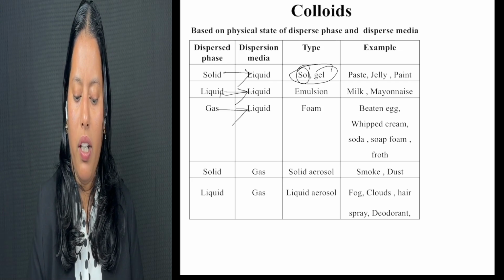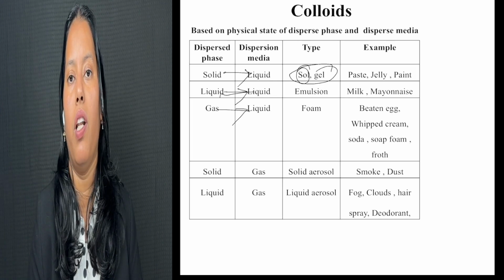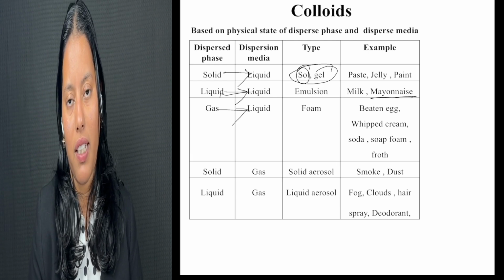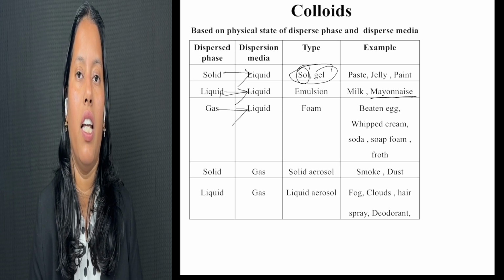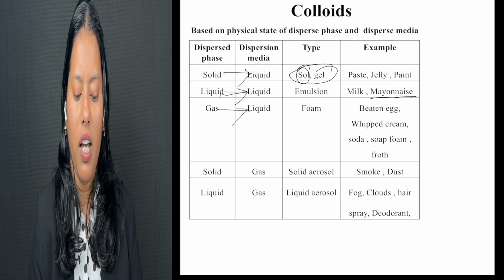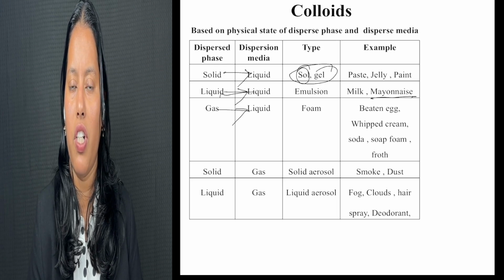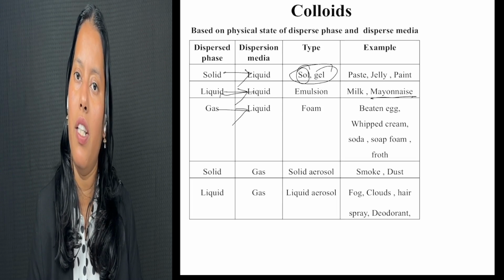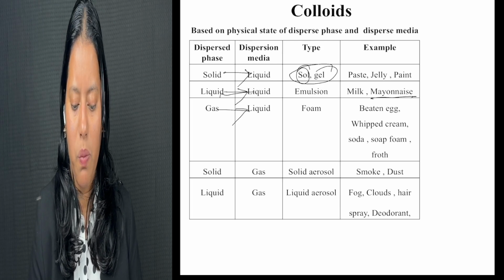Liquid distributed into liquid gives an emulsion, and milk is also an example of this liquid distribution. Mayonnaise is also an example. You know that when you mix oil and egg together, it forms mayonnaise. Various emulsions which you make, like arachis oil emulsion, almond oil emulsion, or any other emulsion which you make in the lab, are also examples of liquid dispersion.